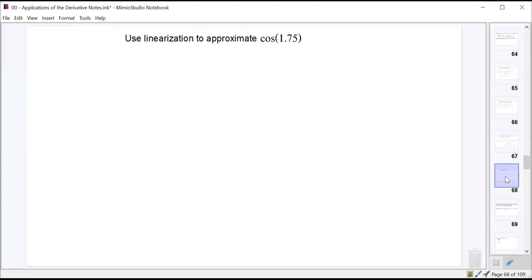And let's look at one more here. We're going to try and find an approximation for the cosine of 1.75. So clearly our function f of x is just cosine of x, and our x value is obviously 1.75, but we need to get a number that's pretty close to 1.75. And so we've got to think about that for a little bit.